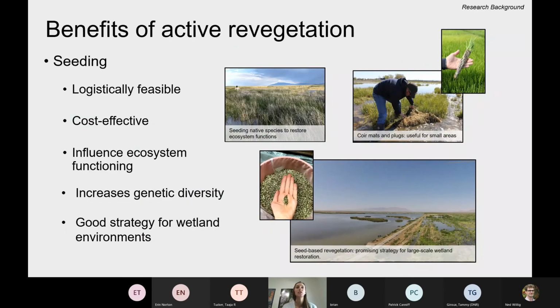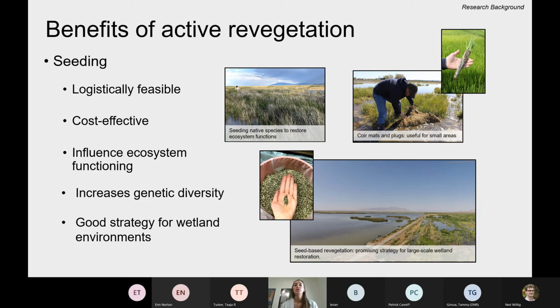So seeding is logistically feasible in that you can cover a large area. It's cost effective, and that's in comparison to coir mats or plugs, which might be useful for smaller targeted restoration areas. Seeding is also a way to influence ecosystem functioning because you can select species that help achieve certain restoration goals.